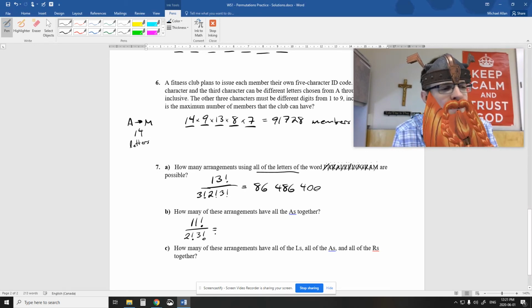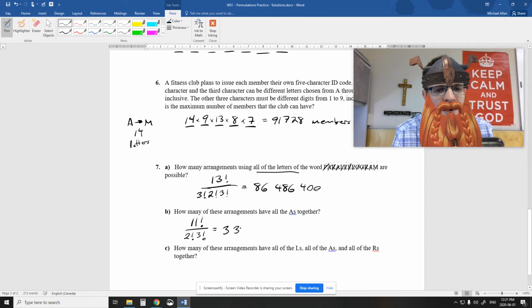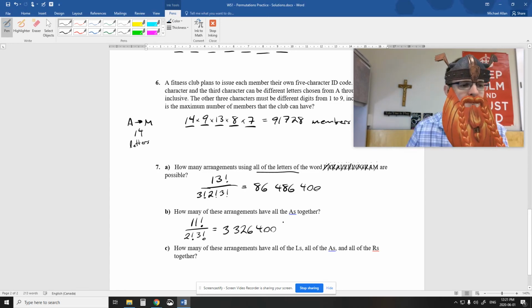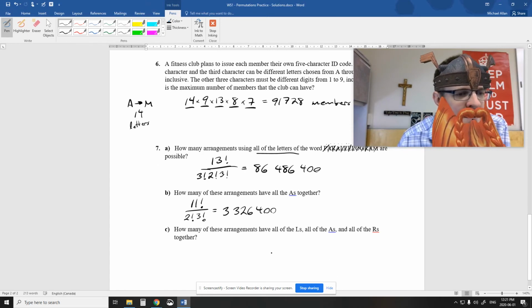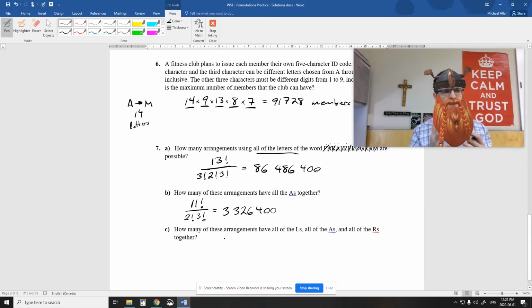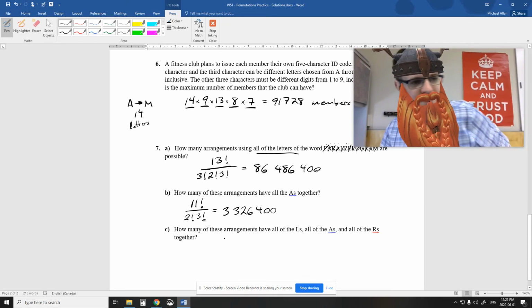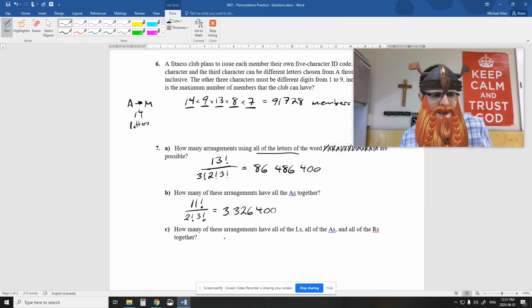Only 3 million ways. Of the 86 million, only 3,326,400 ways have all the A's together. How many arrangements of all of the L's, A's, and R's, so all the ones that are repeating, how many ways are they being repeated together? Okay, or together. All the A's, L's, and all the R's together.